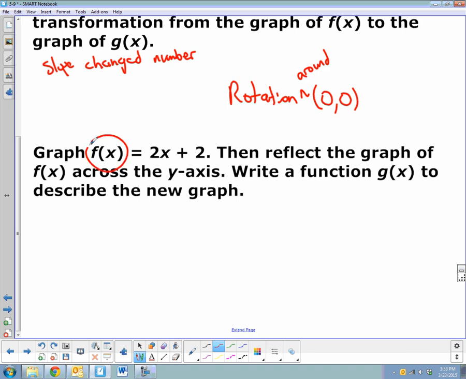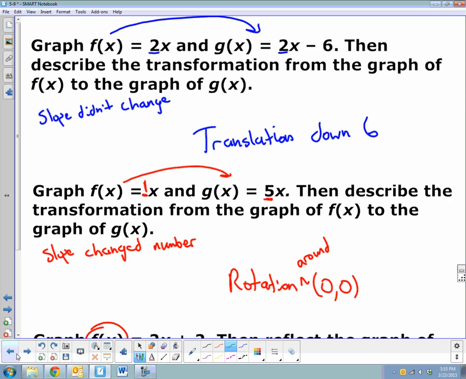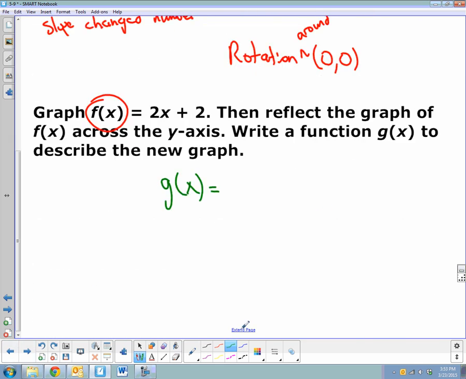So if it started with f of x, I want to know what g of x would be after a reflection across the y-axis. And we said for the reflection that the y-intercept stays the same. The only thing that changes is it's the opposite slope. So if I go back here, the y-intercept stays the same, and the only thing that changes is that we take the opposite slope. So it would become negative 2x plus 2. And that would be the new function.